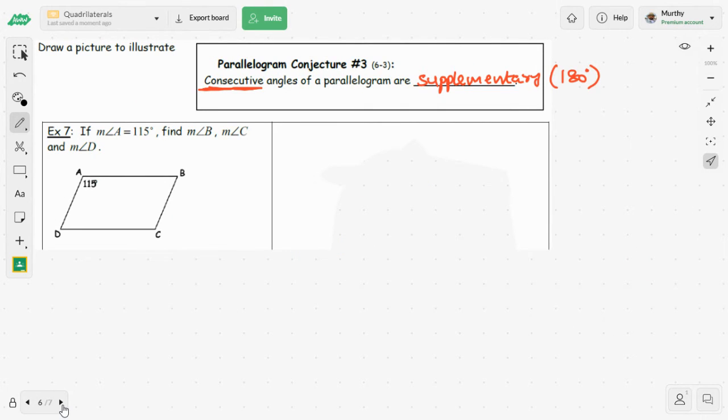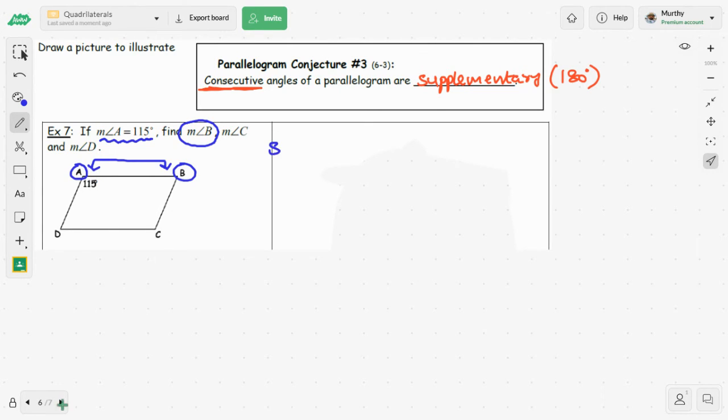We already discussed this point: the third property is that consecutive angles of a parallelogram are supplementary, or the sum of the adjacent angles is 180 degrees. In this question, you are asked to find the measure of angle B, given that angle A is 115. So let's focus on angle B first. B is here. I know that consecutive angles means the sum of these two angles makes 180 degrees.